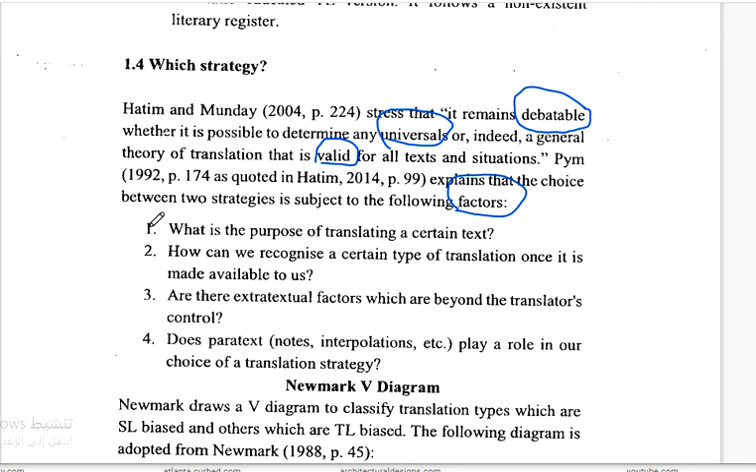For example, number one, what's the purpose of the translation? What's the purpose? Is it, for example, literary translation? Is it scientific translation? Why do I ask such questions? Because the way you are going to deal with scientific translation, for example, is not the way you are going to deal with literary translation.